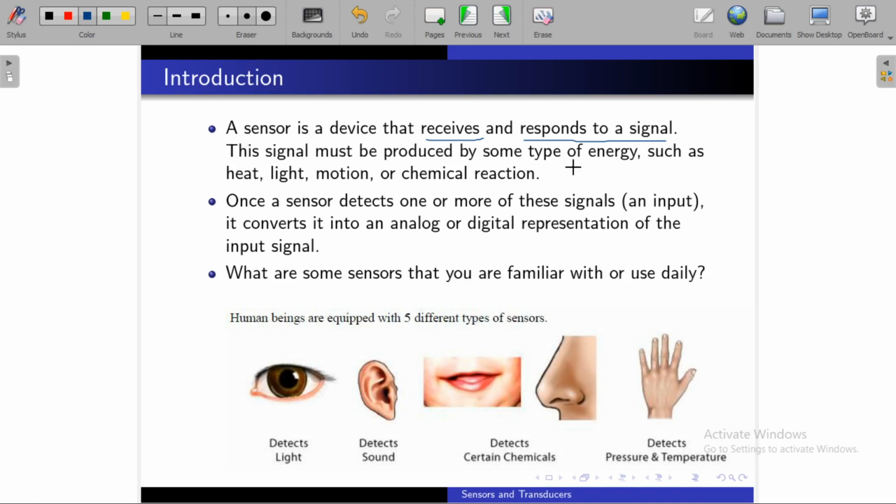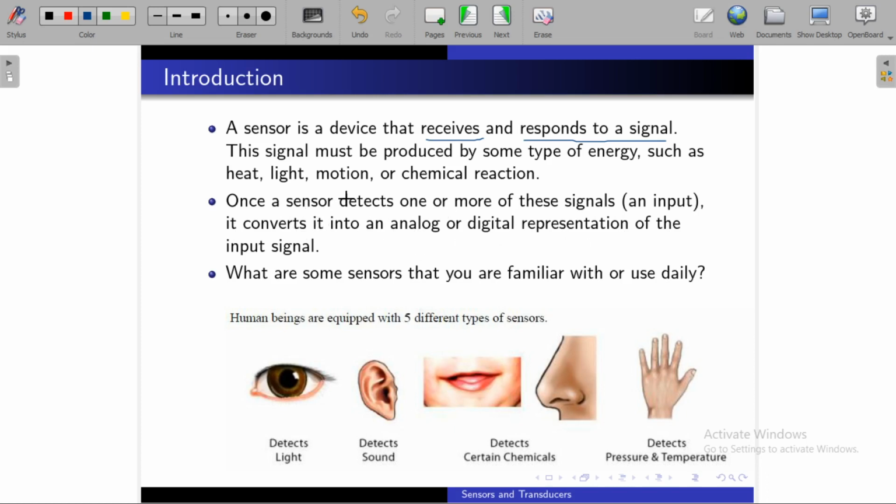The signal must be produced by some type of energy such as heat, light, motion or chemical reaction. A sensor is a device that may detect heat energy, light energy, motion or chemical reaction. Once a sensor detects one or more of these signals, it converts it into an analog or digital representation of the input signal.